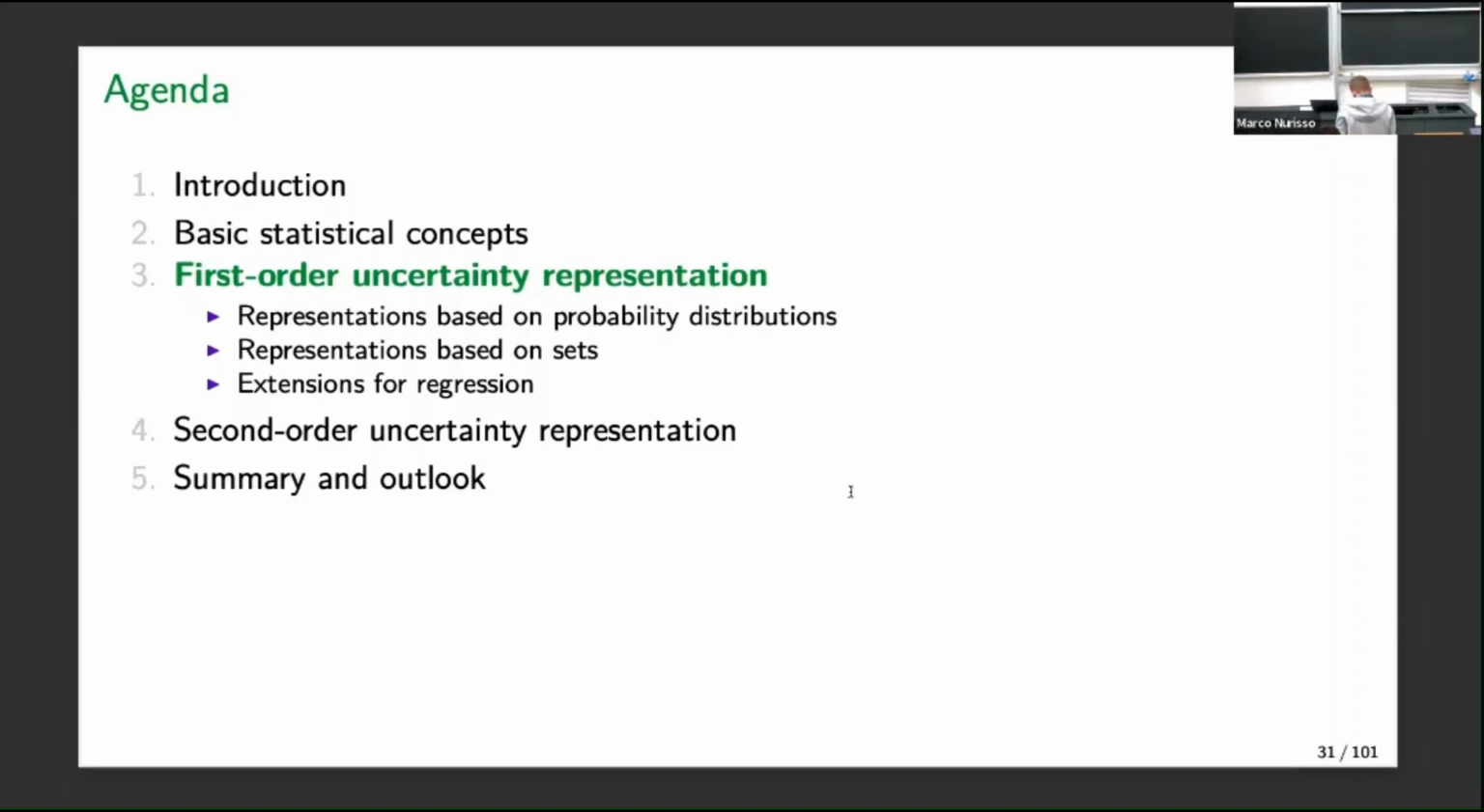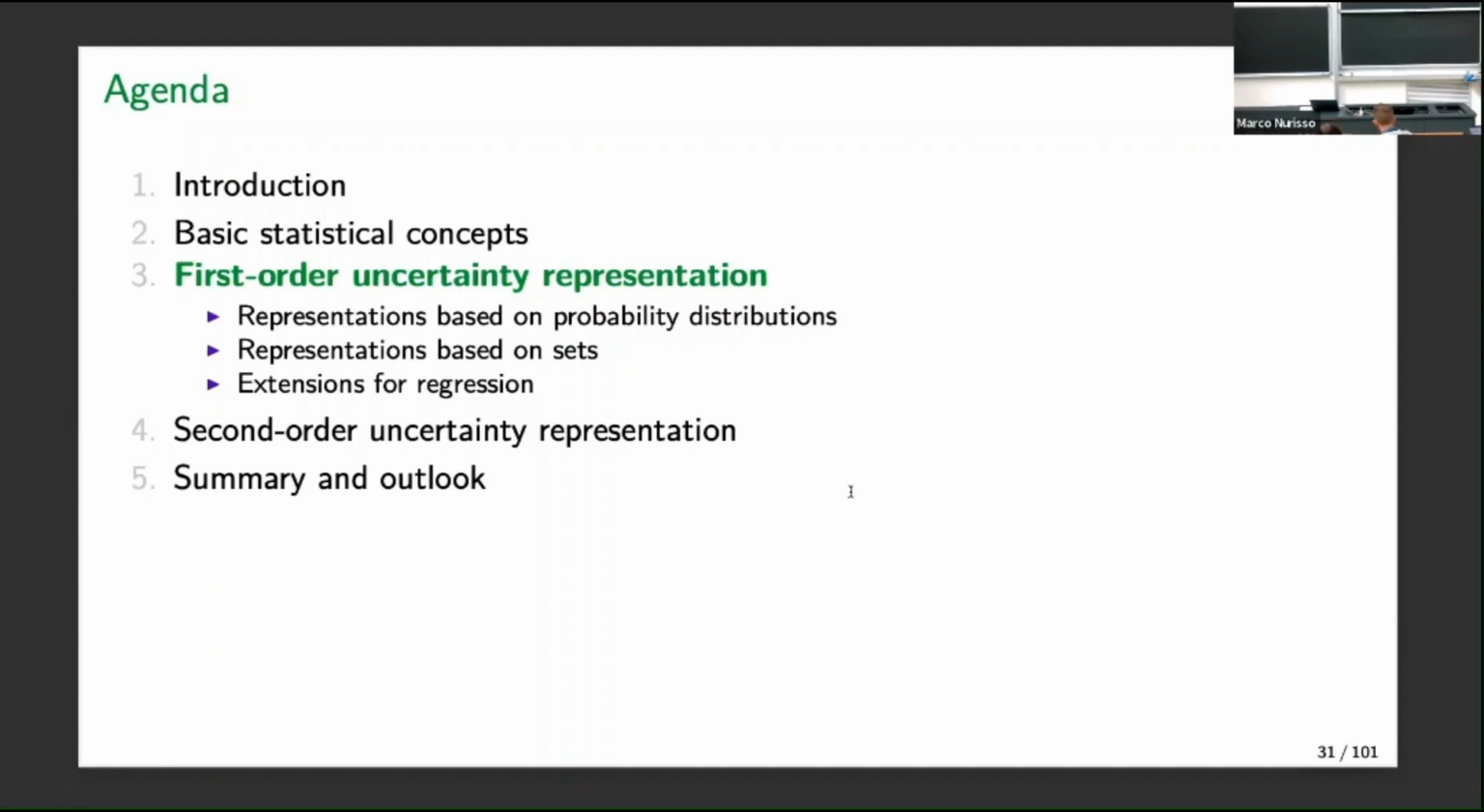I will do the second part of the tutorial and we will now make the switch from statistics to machine learning. And I'm going to talk about what we call first order uncertainty representations. Those will be like the classical probabilistic models that you know. And because of that, I will also mainly be talking about how to evaluate this model. So my part is actually separated into three subparts.